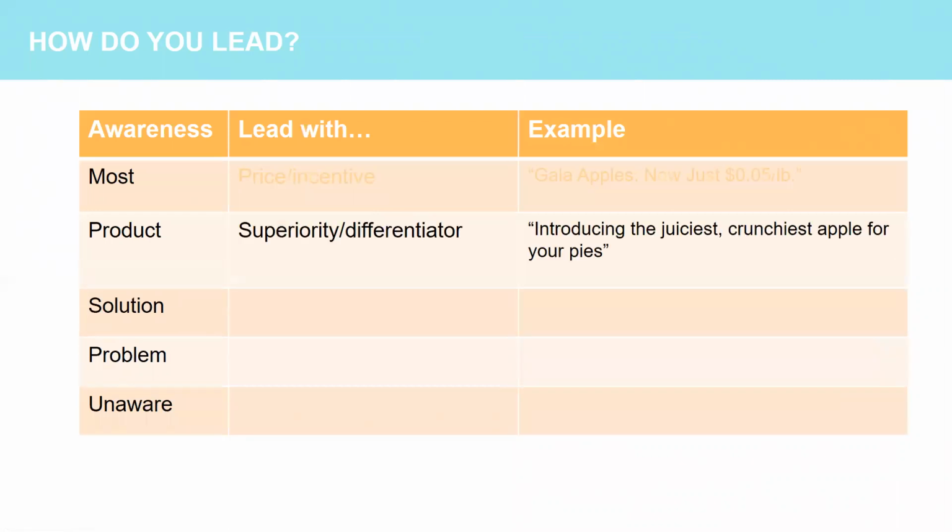For someone who's product aware, you want to lead with a headline that zeroes in on what makes you superior or different. So, introducing the juiciest, crunchiest apple for your pies. You don't want to deal with those yellow weird apples or those Granny Smiths. Those aren't going to do what we need them to do. This is the juiciest, crunchiest apple.